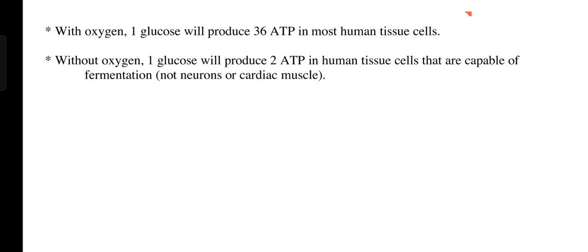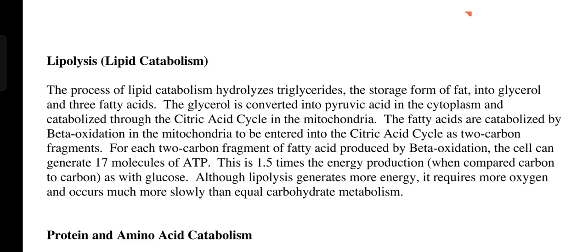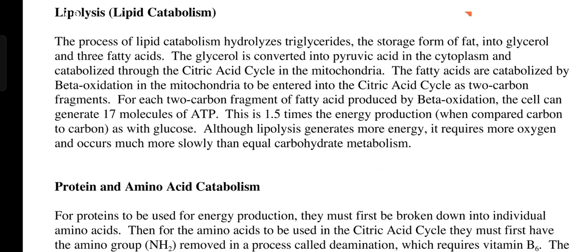Without oxygen, one glucose will produce 2 ATP in human tissue cells that are capable of fermentation, not neurons or cardiac muscles. Lipolysis, lipid catabolism. The process of lipid catabolism hydrolyzes triglycerides, the storage form of fat, into glycerol and three fatty acids. The glycerol is converted into pyruvic acid in the cytoplasm and catabolized through the citric acid cycle in the mitochondria.